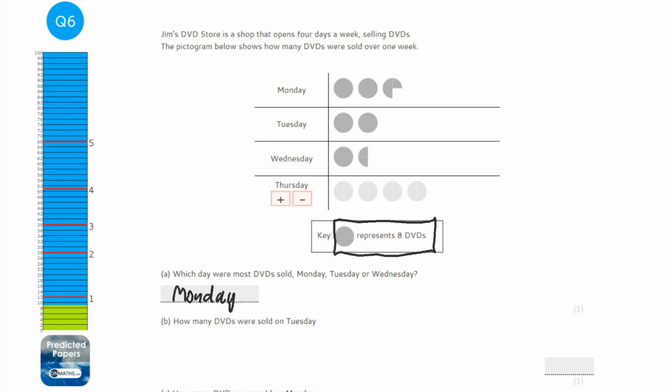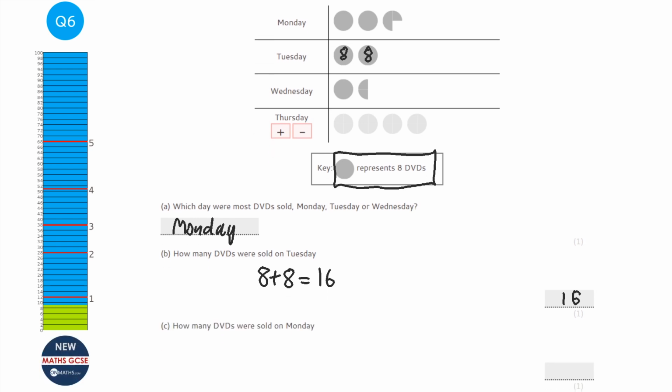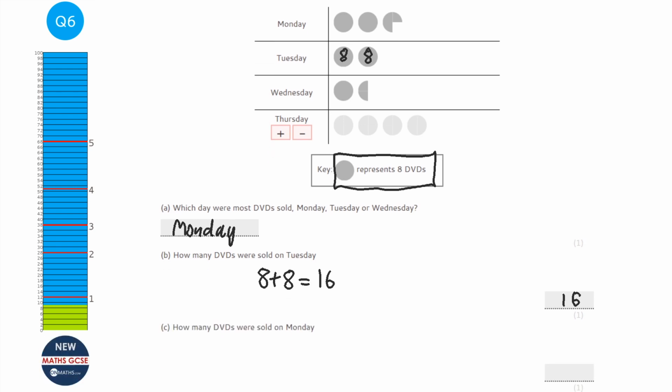Now, how many DVDs were sold on Tuesday? Well, if each circle represents 8, there's 8 there and there's 8 there. So we just need to add the 8s together, which makes 16. So 16 DVDs were sold on Tuesday. It says how many DVDs were sold on Monday?